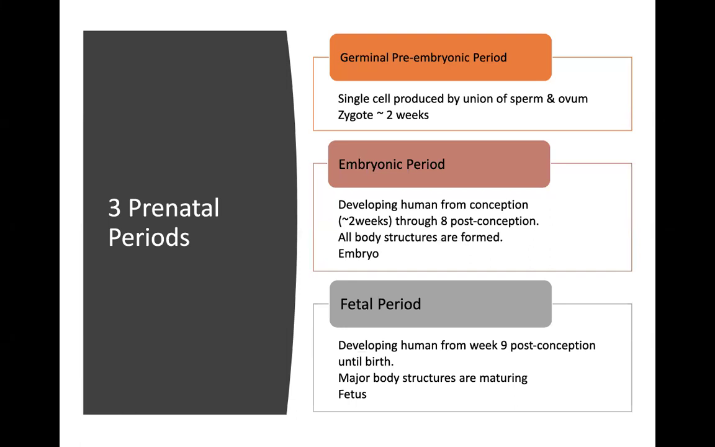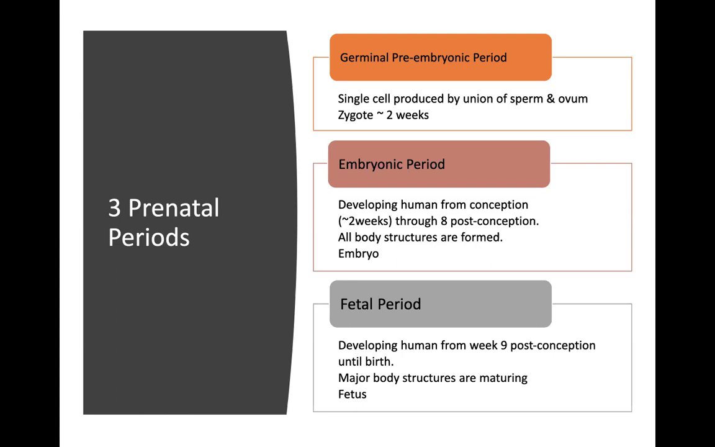We're going to have three prenatal periods. The first one is the germinal, or pre-embryonic, period, which is a single cell produced by the union of sperm and ovum. That's also called a zygote, at approximately 2 weeks. In the zygote, half the chromosomes are from the father and half are from the mother. Zygotes divide and multiply the number of cells, and these begin to differentiate to create different structures. It takes approximately 2 weeks after conception for the unicellular zygote to implant in the uterus. This is called the germinal period.